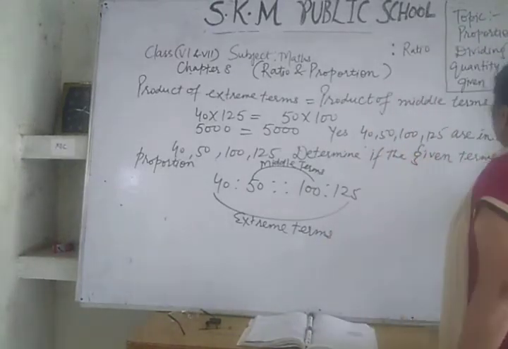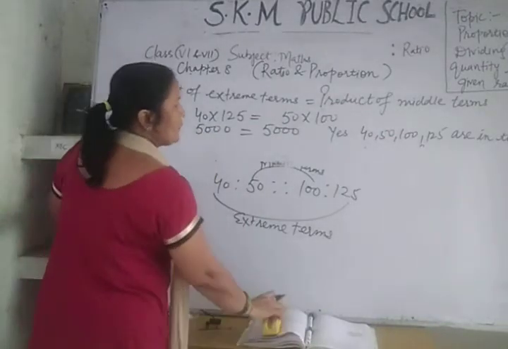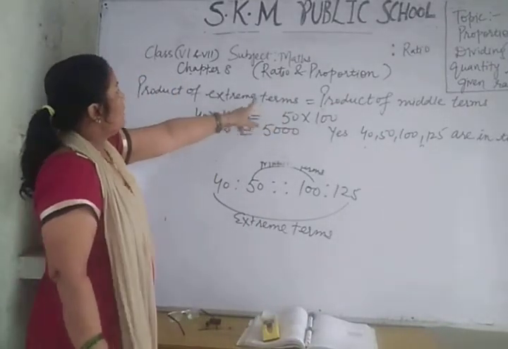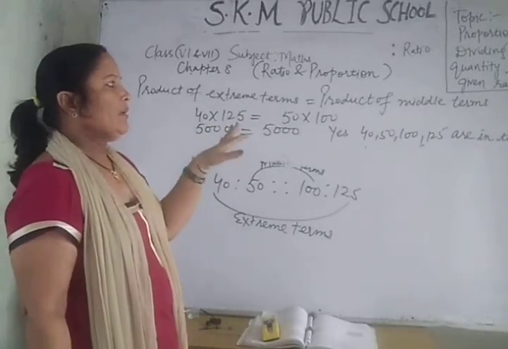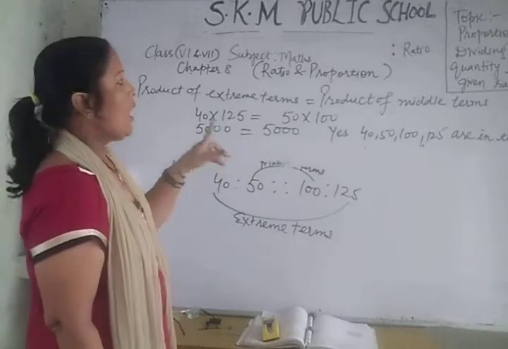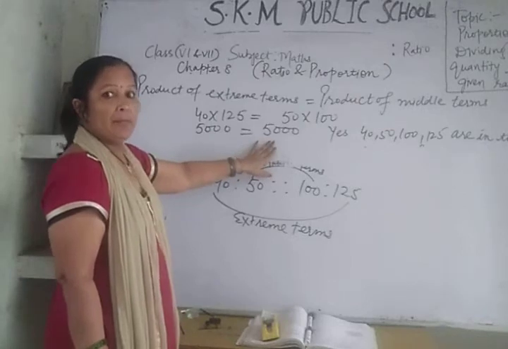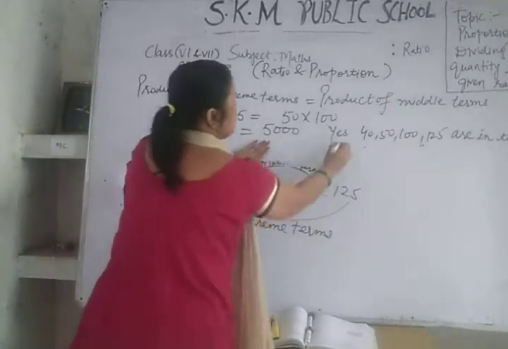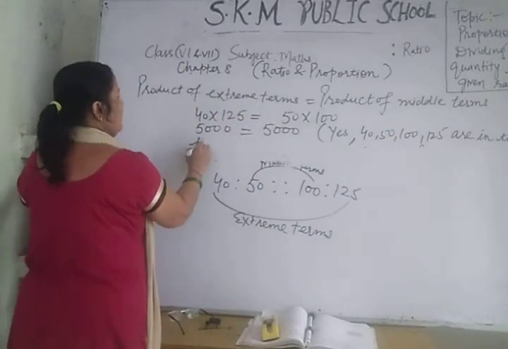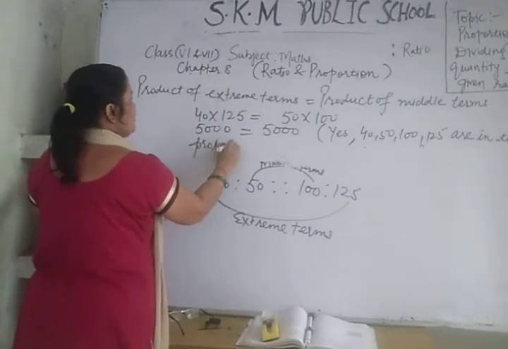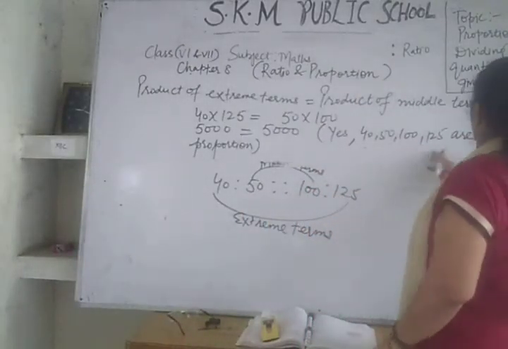If the product of the middle terms is not equal to the product of the extreme terms, then you will say that the given terms are not in proportion. Now here the product of the extreme terms is equal to the product of the middle terms. So we can say yes, 40, 50, 100, 125 are in proportion.